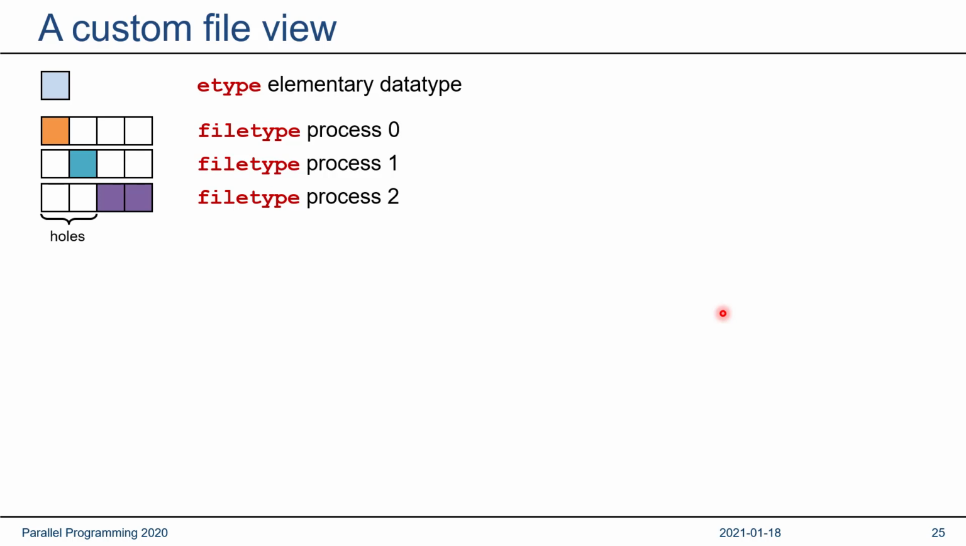Here's an example of a custom file view. We have an elementary data type. Again, imagine that to be something like MPI int, or also a derived data type. And we have 3 processes, 0, 1, and 2. The file type for process 0 would be 1 element and then 3 gaps. File type for process 1 would be a gap, 1 element, and 2 gaps. And the file type for process 2 would be 2 gaps at the beginning and then 2 elements consecutively.